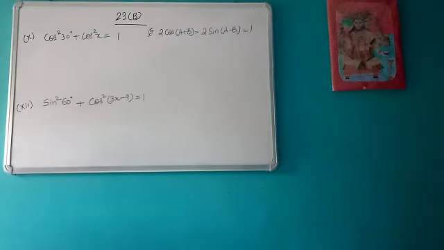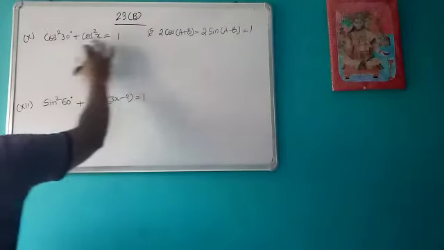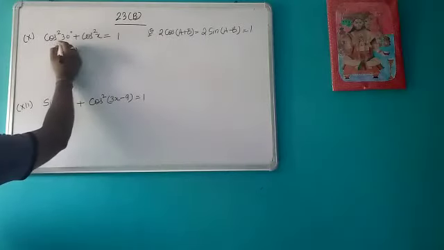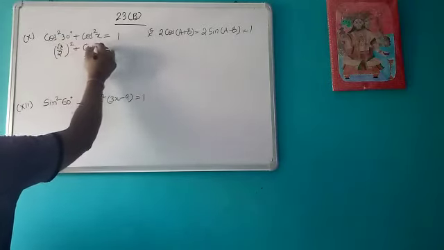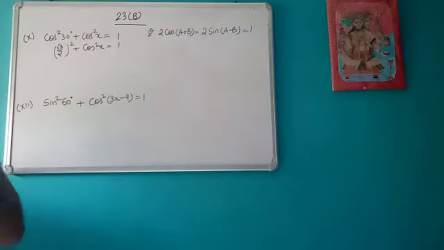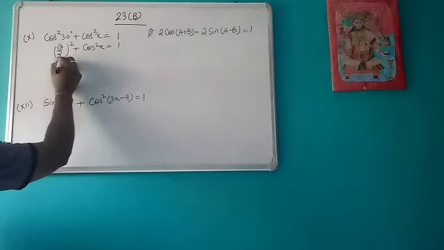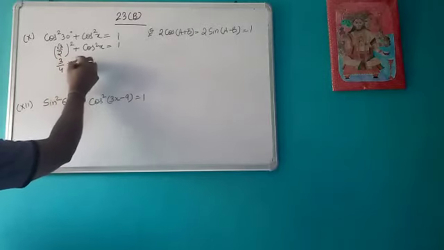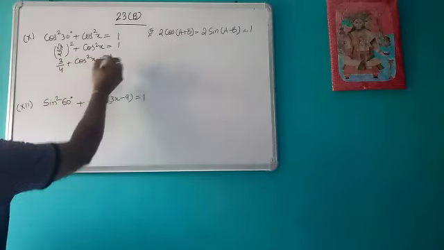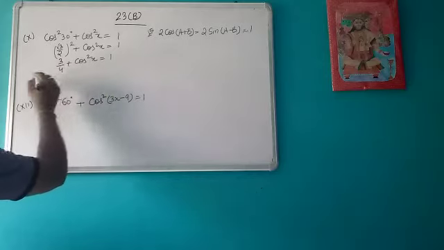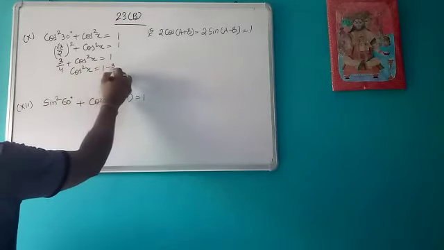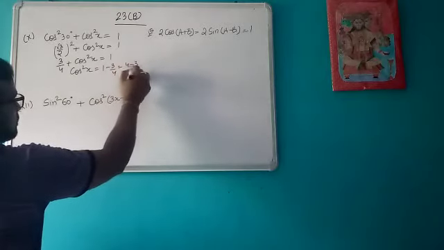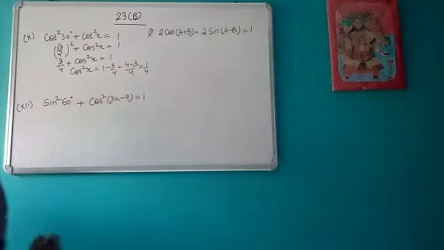Okay, let's discuss a few more questions. Suppose a question is like this. So first we will put the value of cos 30 degree, that is root 3 by 2 square. It will remain cos square x and it is equal to 1. Then it will be 3 by 4 plus cos square x equals to 1. So this 3 by 4 will go there, so it becomes cos square x equal to 1 minus 3 by 4. You will take the LCM. So it is equal to 1 by 4.